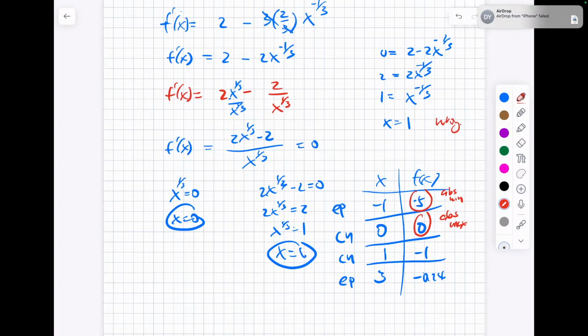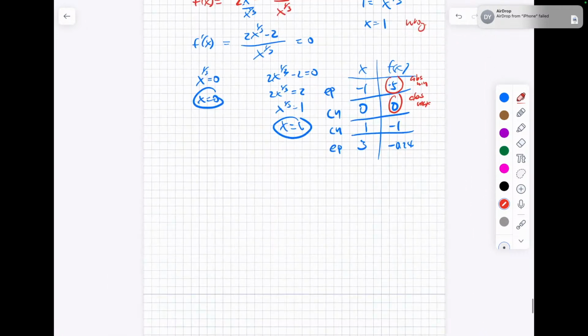How much time do I have? 2 minutes, 3 minutes? 3 minutes? Okay, we're going to do one more. It's a trick one, and you're going to be like, no, I don't want to do a trick.